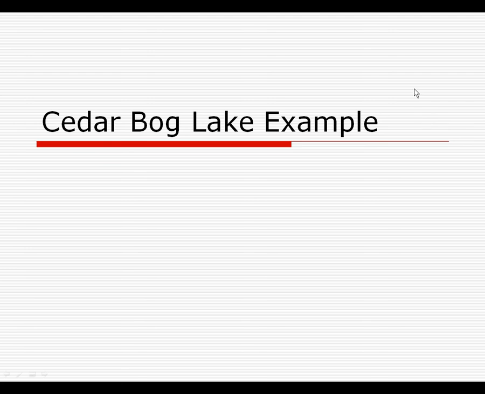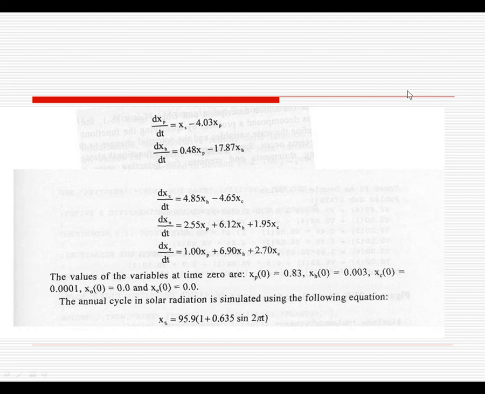To give you an example, let's talk about the Cedar Bog Lake problem in your textbook. This is an illustration. On Learn, we've also included a project folder for this particular example. In this case, we represent an actual lake that exists in New England called Cedar Bog Lake. And we're going to represent several state variables.